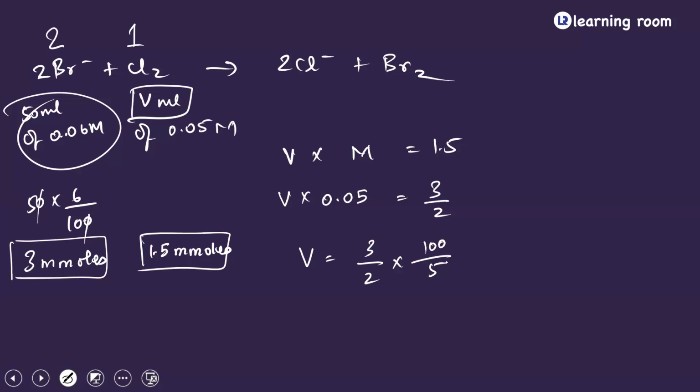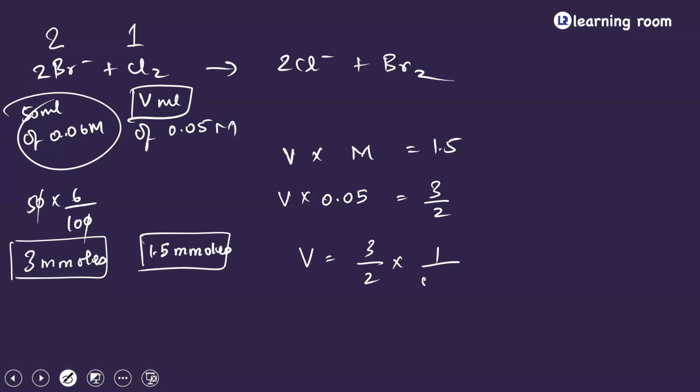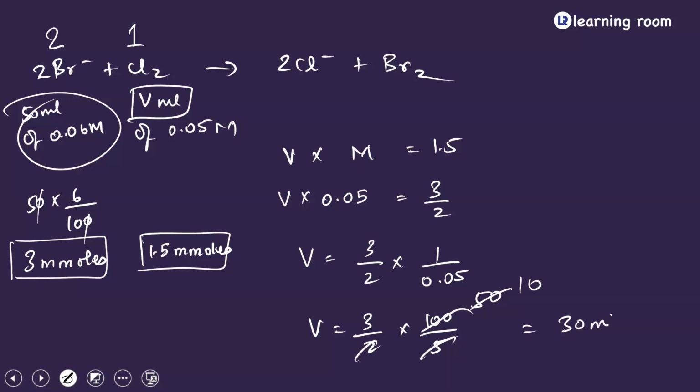Do you understand? Balaji, நீ மத்ததெல்லாம் புரிஞ்சுக்கிற, இந்த கால்குலேஷன் எல்லாம் கவனி. கரெக்ட். அப்போ V is equal to 3 by 2 into 100 by 5. சால்வ் பண்ண வேண்டியது.